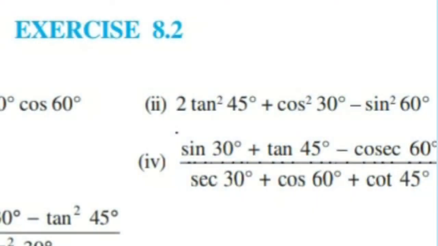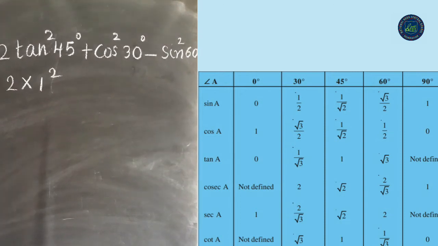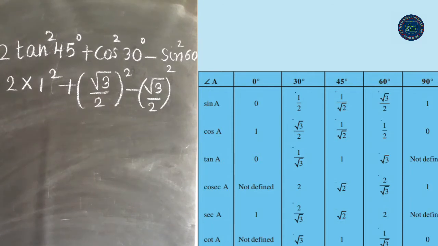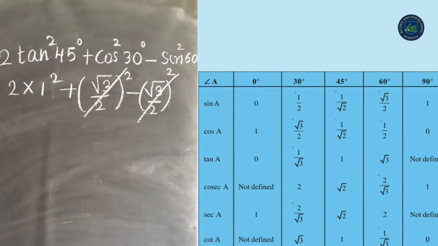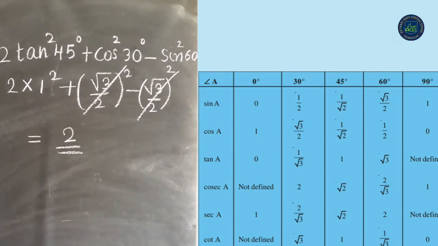Second question, 2 tan square 45 degree plus cos square 30 degree minus sin square 60 degree. Substitute the values from the table. Tan 45 is 1, cos 30 is root 3 by 2 and sin 60 is root 3 by 2. So it becomes 2 into 1 square plus root 3 by 2 whole square minus root 3 by 2 whole square. So the root 3 by 2 whole squares cancel. So the final answer is 2 into 1 square, that is equal to 2.